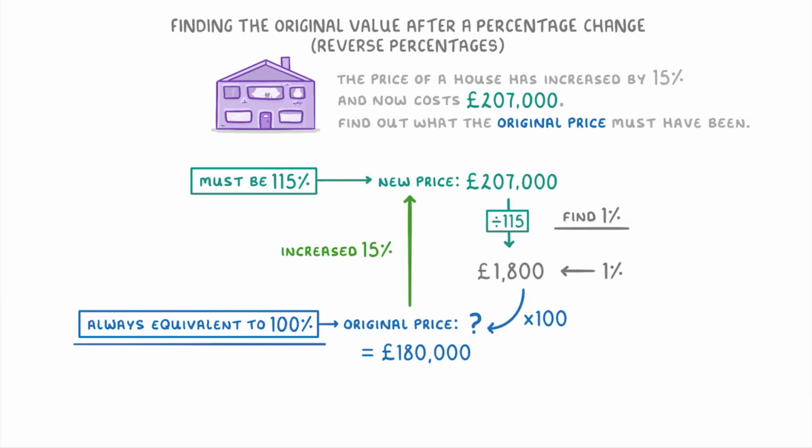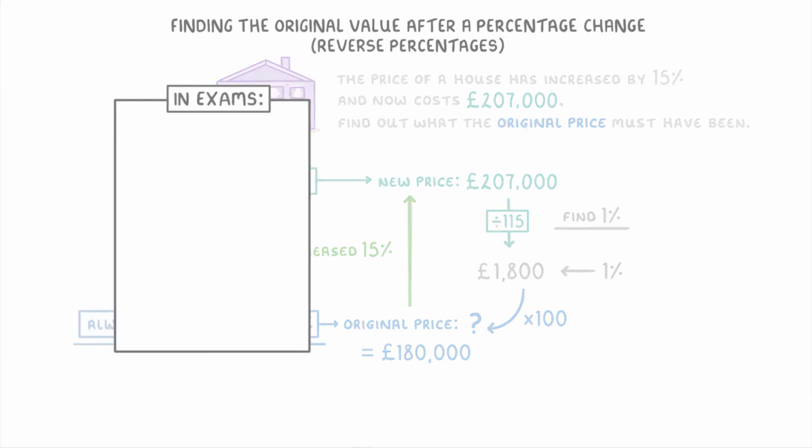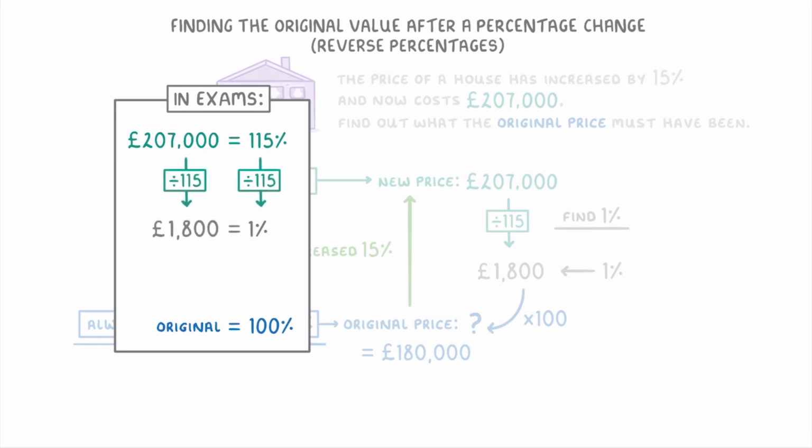Now, this here is a little bit messy and potentially a bit confusing, so you don't really want to lay out your workings like this in the exam. Instead, you want to first of all think of the £207,000 as equivalent to 115% of the original value. So if we want to find the original value, which is 100%, we first need to find 1% by dividing the 207,000 by 115, which is £1,800. And then we can multiply that by 100 to show that the original price was £180,000.